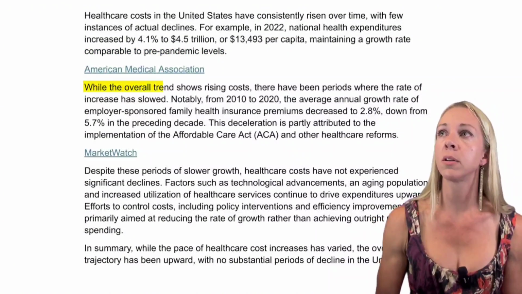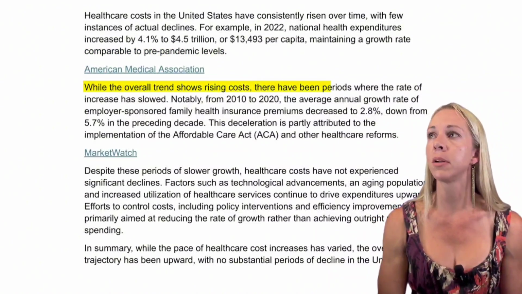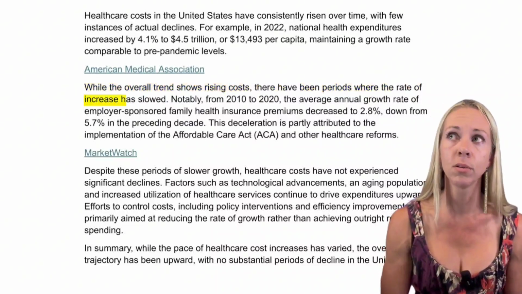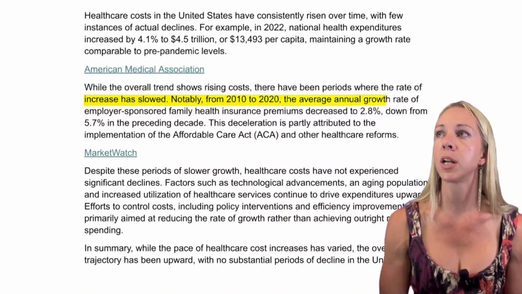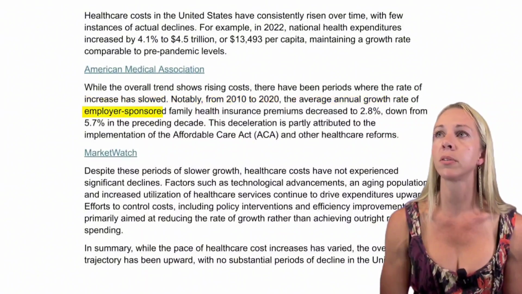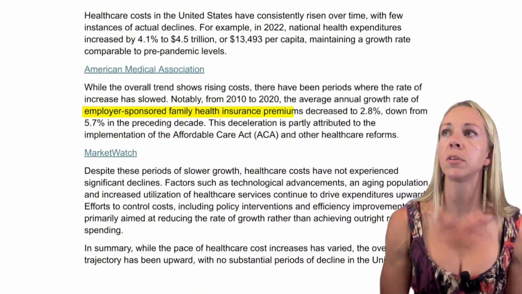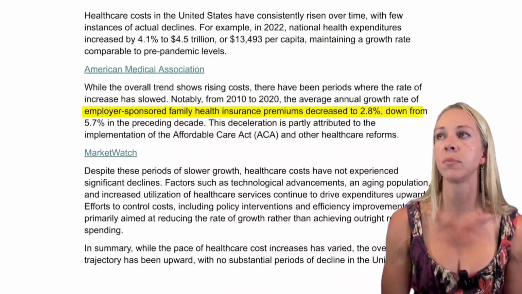While the overall trend shows rising costs, there have been periods where rate increases have slowed. Notably, from 2010 to 2020, the average annual growth rate of employer-sponsored family health insurance premiums decreased to 2.8%, down from 5.7% in the preceding decade. Again, that is arguable. There's lots of data showing different.